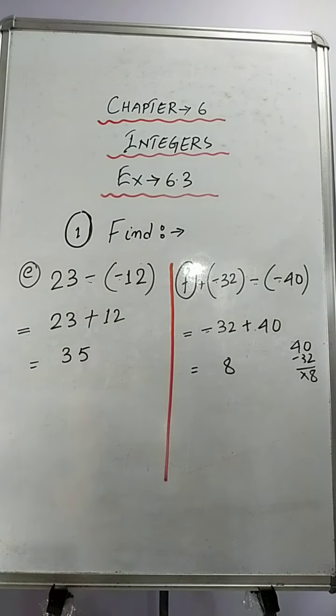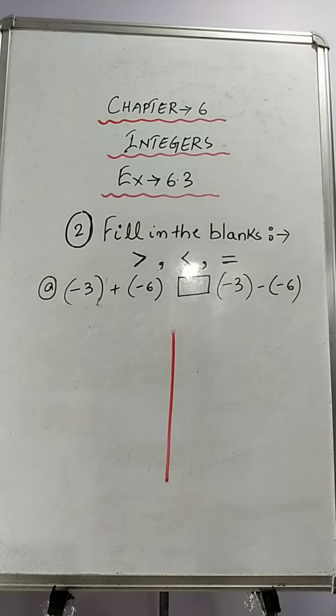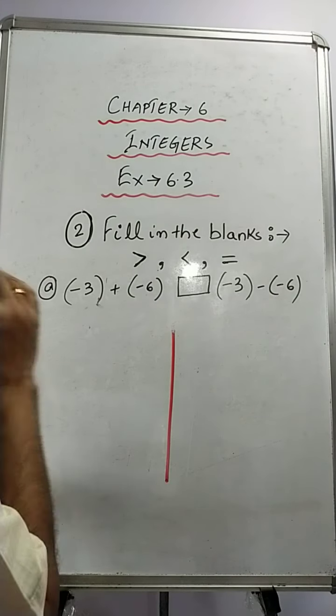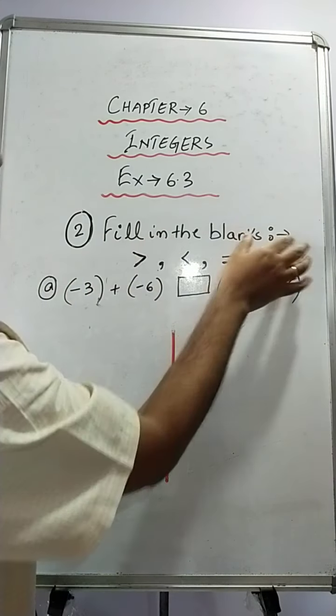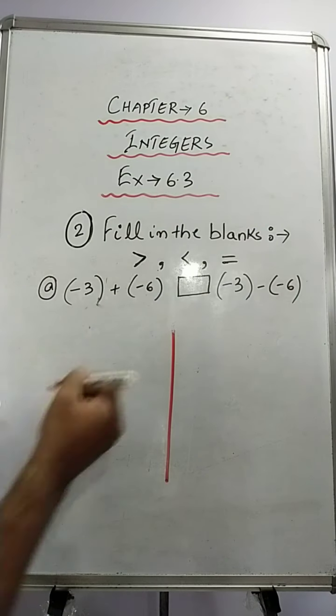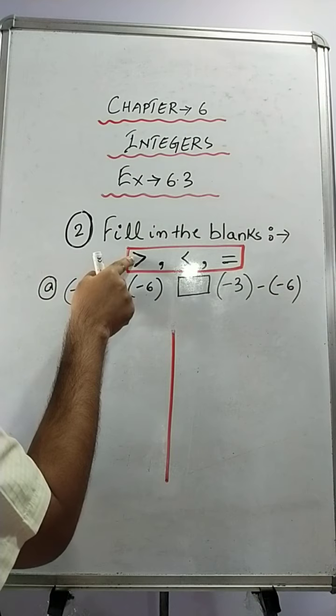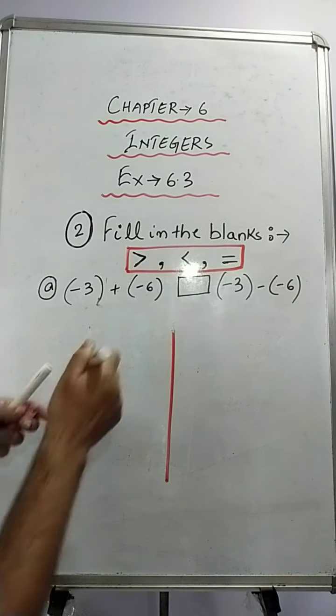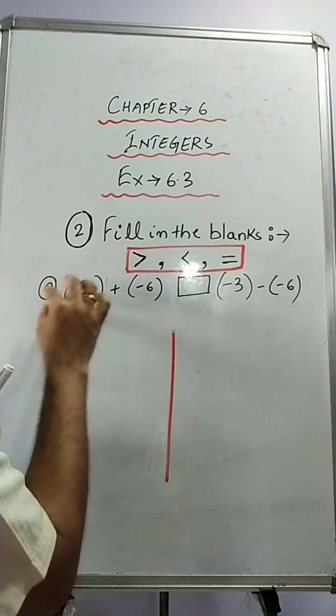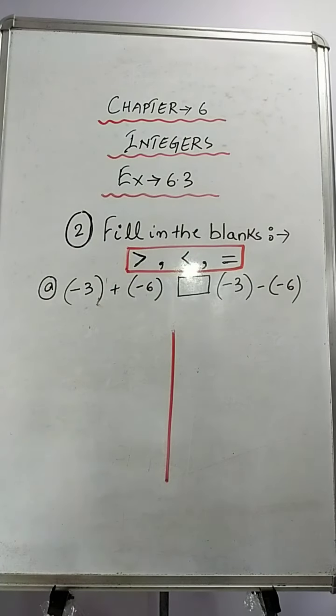So your answer is plus 8. Okay, students. Now let's move on to sum number 2. In sum number 2, it is given: fill in the blanks with the required sign given. Greater than sign, less than sign and equals to sign. So which sign do you have to put in sum number A? For that you have to solve it first.